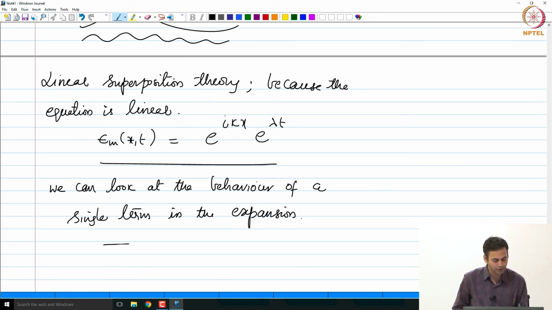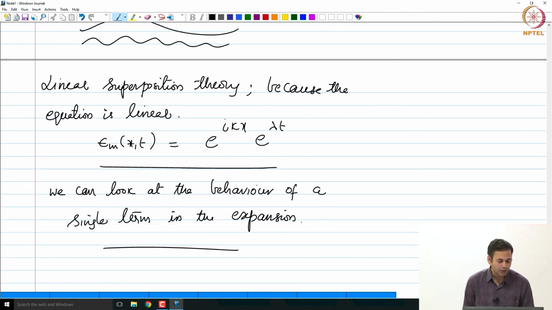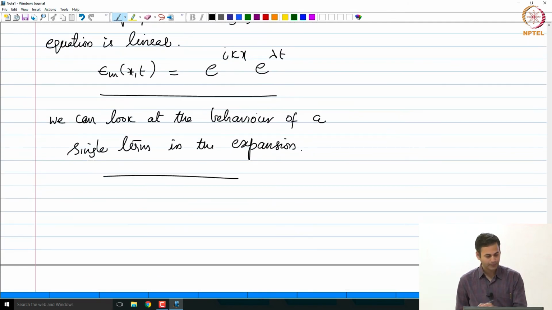Only one term is what we can look at. Fine, good. Then what will be now? What are the grid points we have? We have east, west, and P, right? Let us say P is characterized by x comma t.